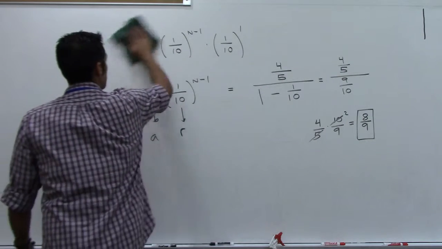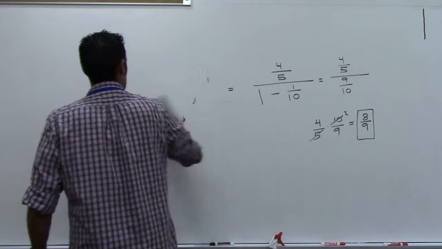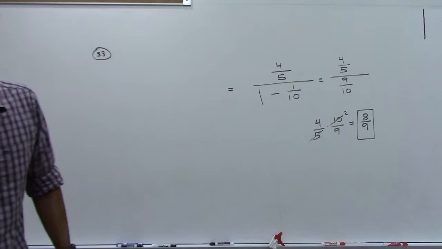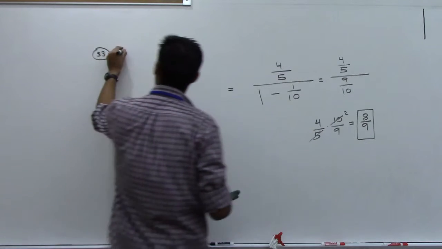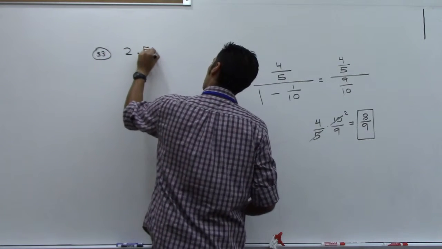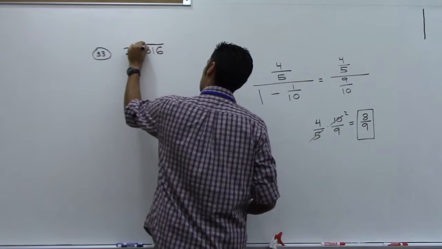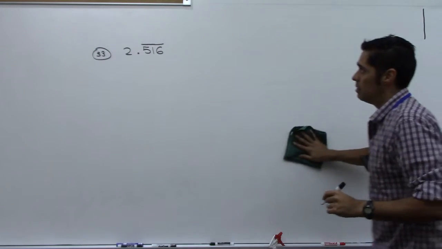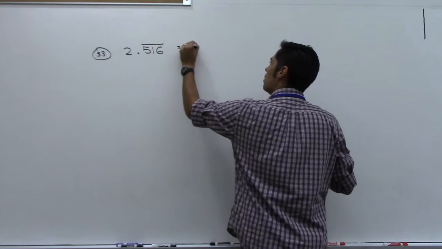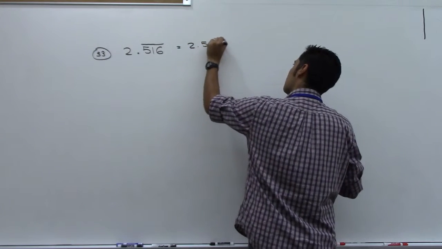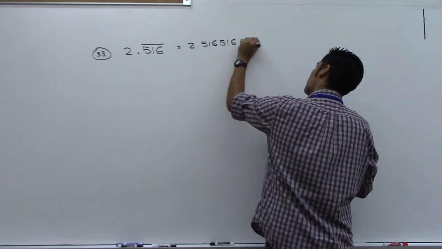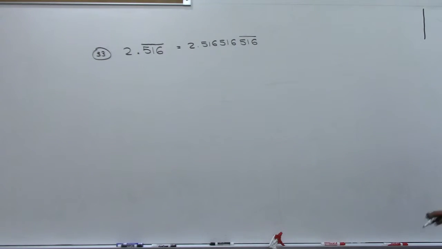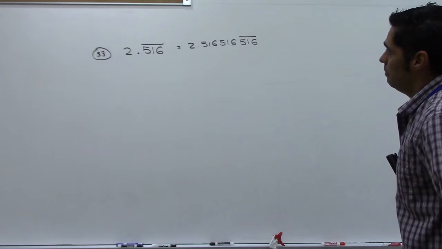So number 33, if you have 2.516 repeated, so the bar there means that the 516 repeats. So this is really like 2.516, 516, 516. See, the 516 is the part that continues. And we need to figure out what that means.